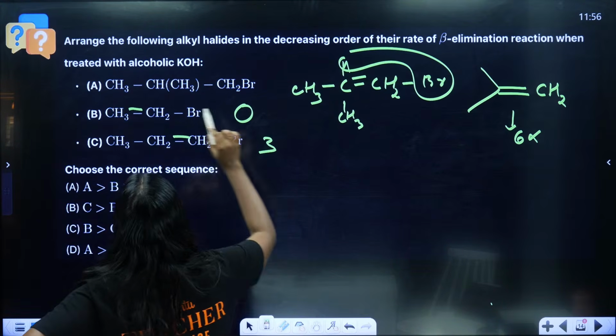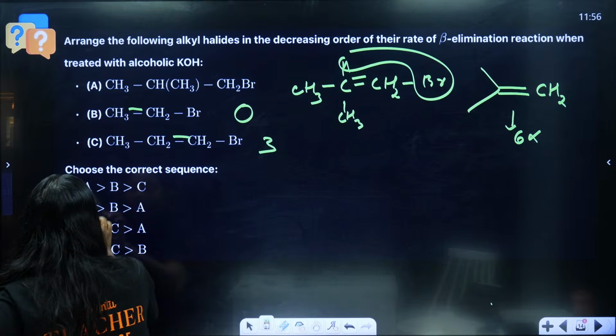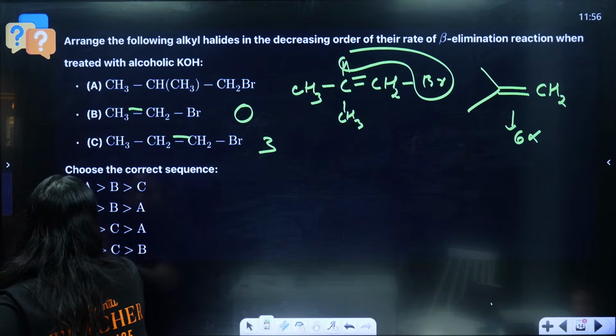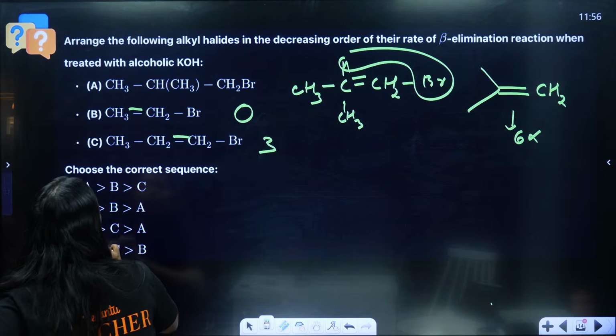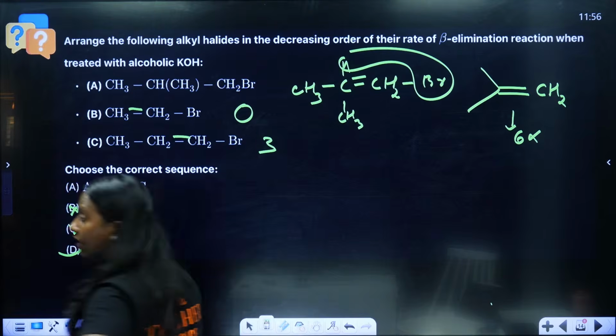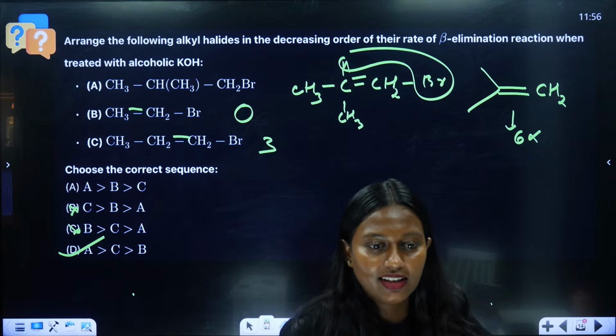So the more stable one is A. I can eliminate this, A after A C. Yes, the correct answer is D, guys. Very good.